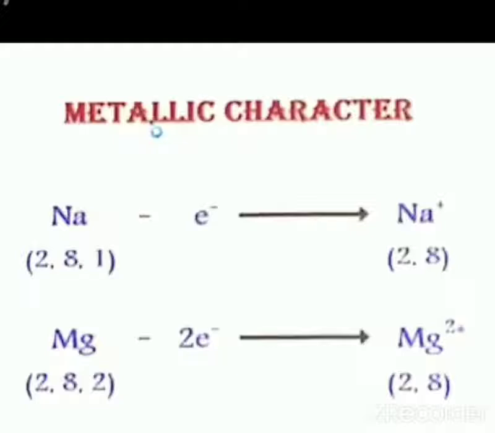The metallic character means it is the tendency of an atom to lose one or more electrons when some energy is supplied to it. That means the removal or loss of one or more electrons from the valence shell after supplying the energy is called the metallic character.